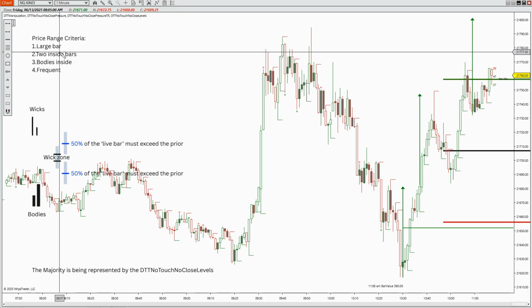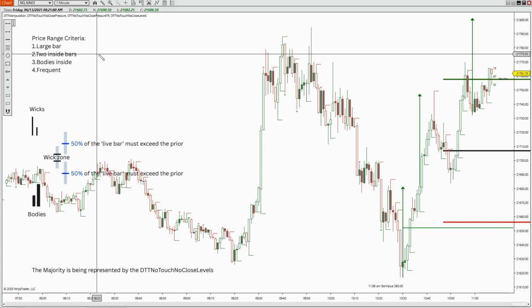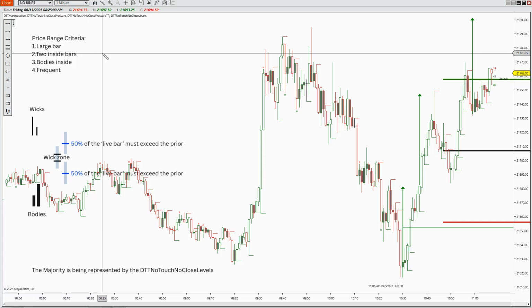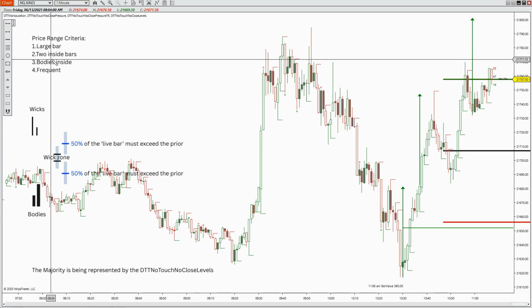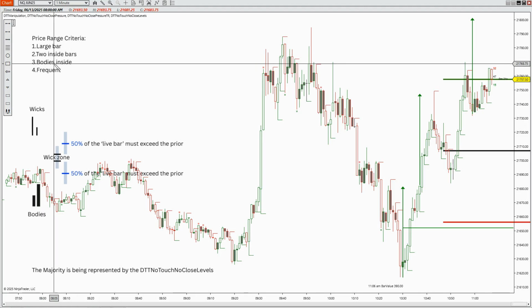It's going to start with at least 2 inside bars and can lead up to 4 at least, and I'm telling you, at least. And of course, the first bar is going to be larger than all the others because it needs to be able to house the bodies of the others.